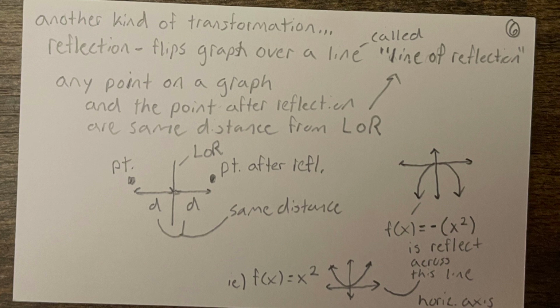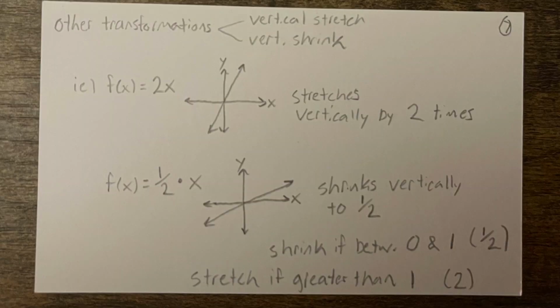Other transformations: vertical stretch and vertical shrink. For example, f(x) = 2x has a graph similar to the linear parent function's graph, but stretched vertically by a factor of 2. f(x) = 1/2 x is the parent function shrunken vertically to 1/2. Shrink if the number being multiplied is between 0 and 1. Stretch if greater than 1.